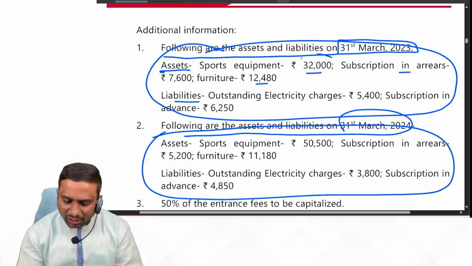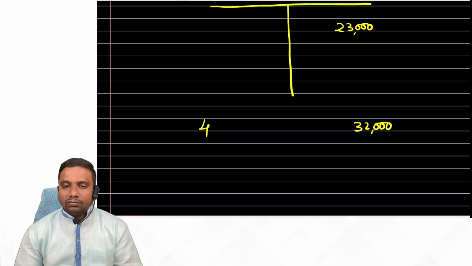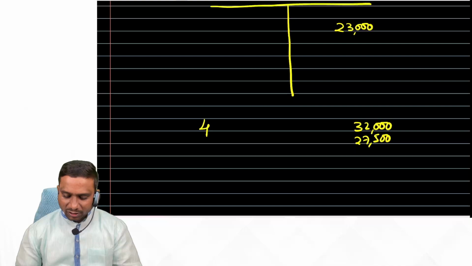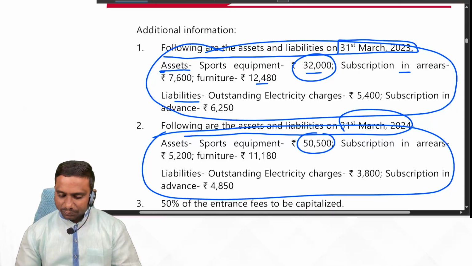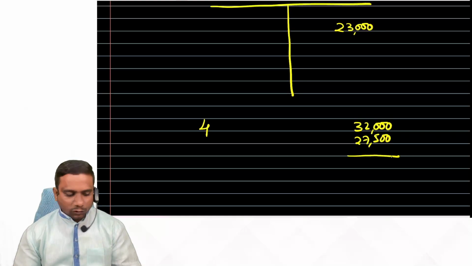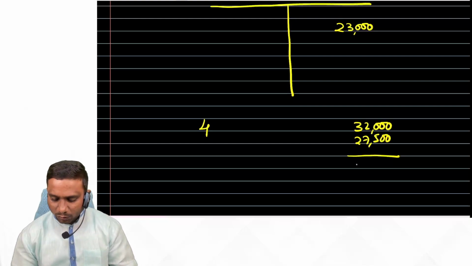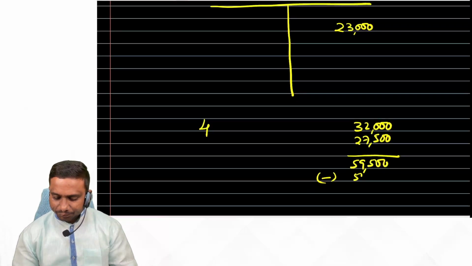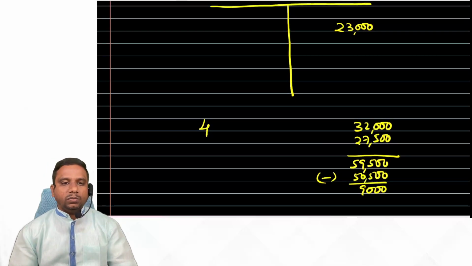At the beginning of the year, we have sports equipment of 32,000. During the year, we have purchased 27,500. And at the end, sports equipment, we have 50,500. Both together, we should have 32,000 plus 27,500, total 59,500, students, but we have only 50,500. So that 9,000 is nothing but depreciation on sports equipment.